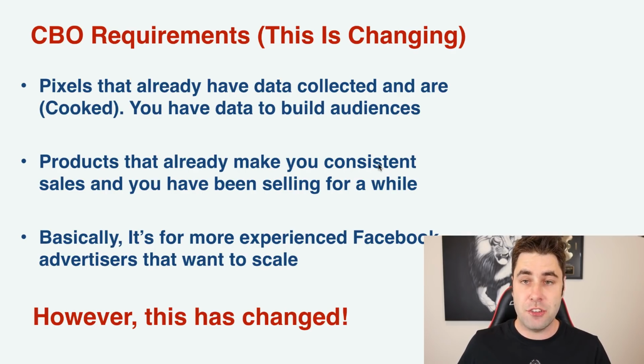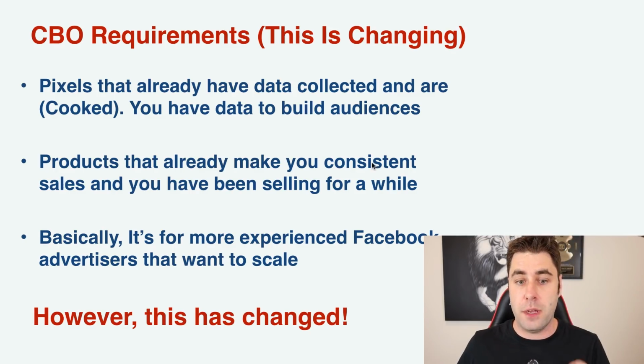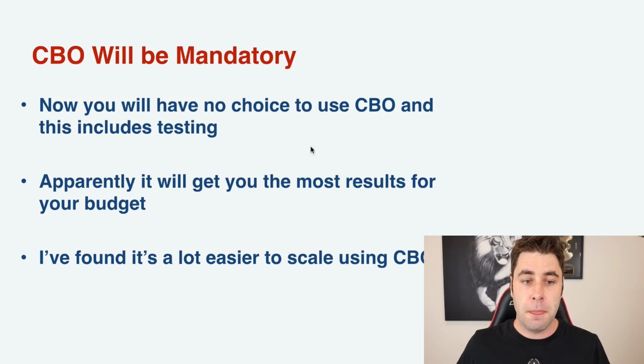However, this has changed and it's going to change in September when they bring CBO in and it's compulsory and you have to use it, because you're going to need to use it for everything. So now you'll have no choice but to use it. And this includes testing. And apparently it gets you the most results for your budget. Now, if you know anything about giving Facebook control of your ad sets and stuff, they usually don't do a good job. So I'm hoping this will work well for people with testing. It's been working well for me so far.